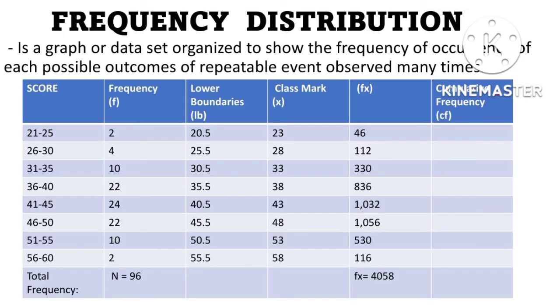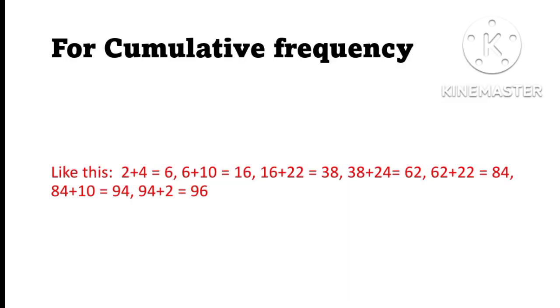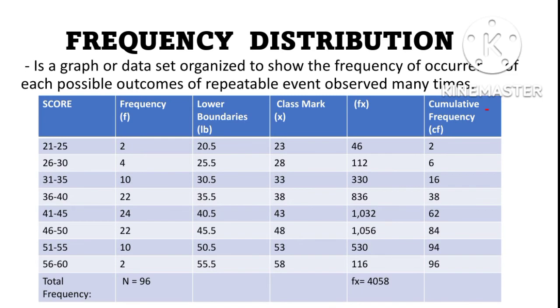For the following frequency and class mark, same process. For cumulative frequency, we just need to copy the first frequency, which is the 2. Next, 2 plus 4 is equal to 6. 6 plus 10 is equal to 16. 16 plus 22 is equal to 38. 38 plus 24 is equal to 62. 62 plus 22 is equal to 84. 84 plus 10 is equal to 94. 94 plus 2 is equal to 96. So, that is the example of frequency distribution.